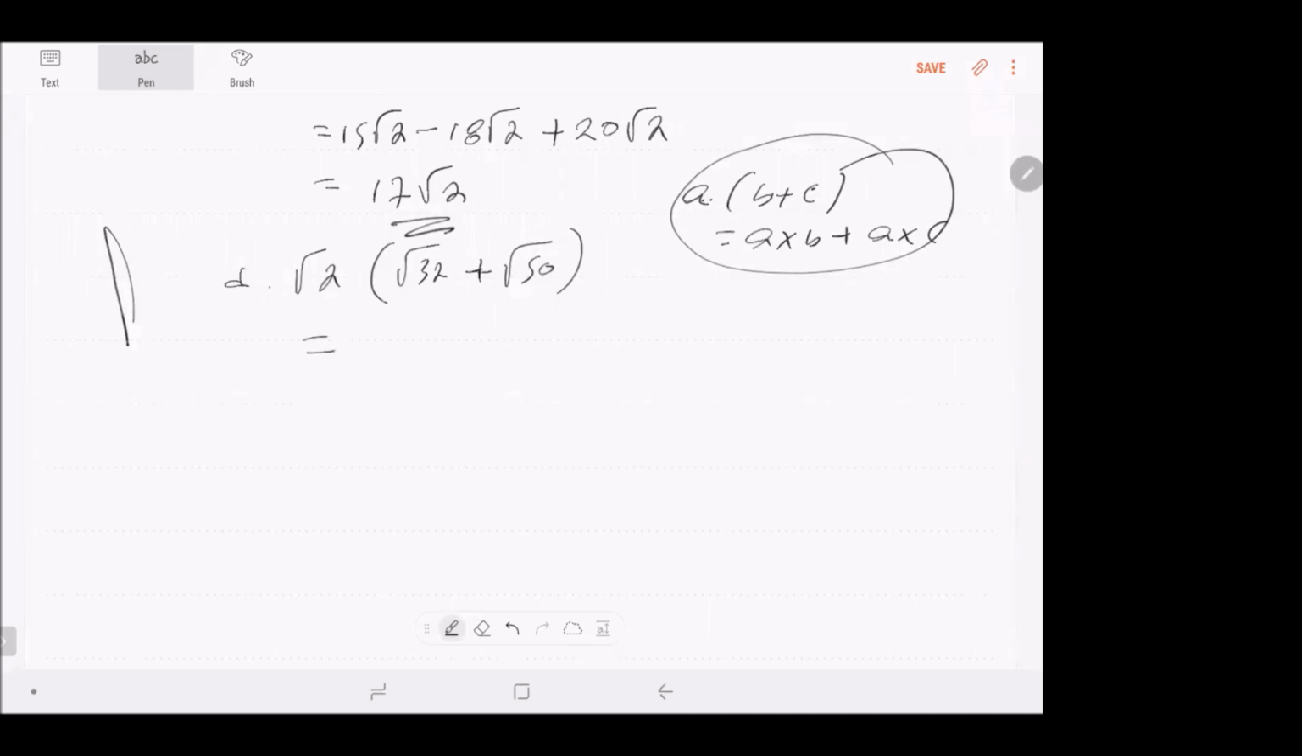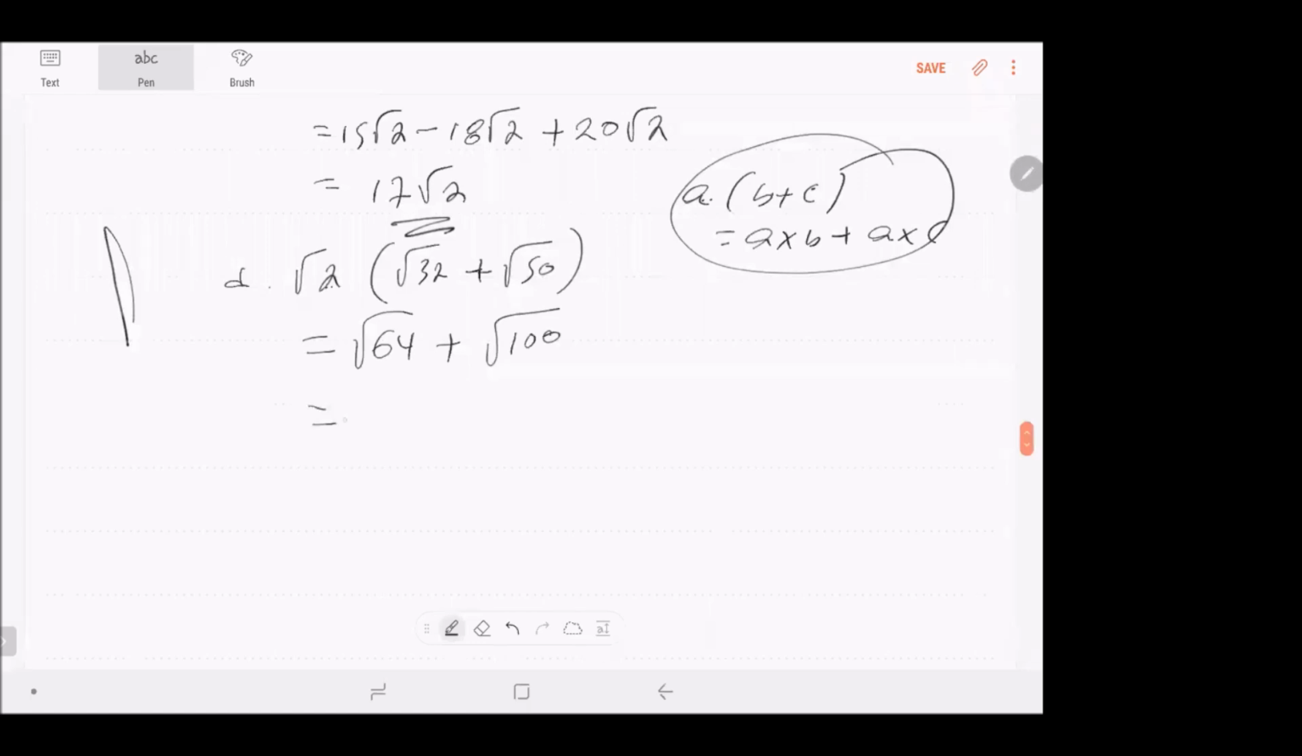So the square root of 2 times the square root of 32. So we can multiply the radical because the radicals are similar. So we multiply the radicals. 2 times 32 is 64. So the square root of 64 plus the square root of 2 times the square root of 50. 2 times 50, 100. So it will be the square root of 100. So 64 is perfect square and 100 is perfect square.